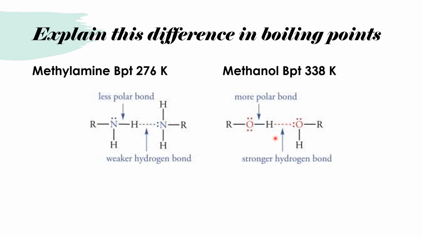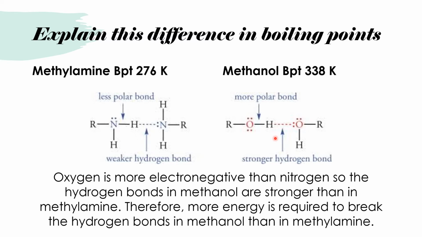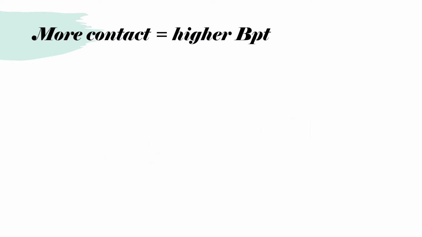So our little explanation we could write here on page 7 is oxygen is more electronegative than nitrogen. So the hydrogen bonds in methanol are stronger than in methylamine. Therefore, more energy is required to break the hydrogen bonds in methanol than in methylamine. Take a minute and write that in for your explanation.